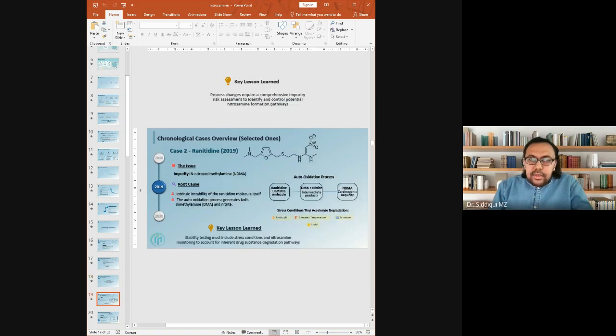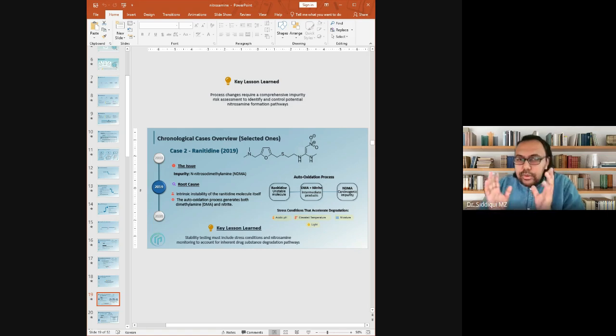So initially, it was perceived that it's an API-generated impurity, but the ranitidine case defines a new dimension. In the case of ranitidine, it was revealed that the risk profile was different, and the risk profile was associated with the intrinsic instability of the molecule. The molecule degraded itself via auto-oxidation to DMA and nitrite under stress conditions.